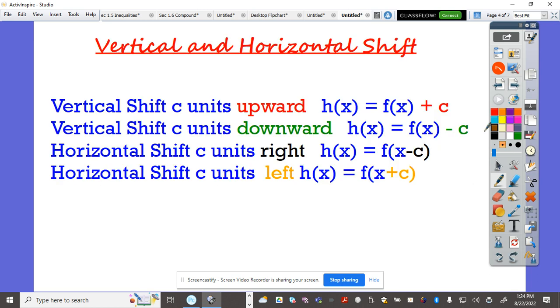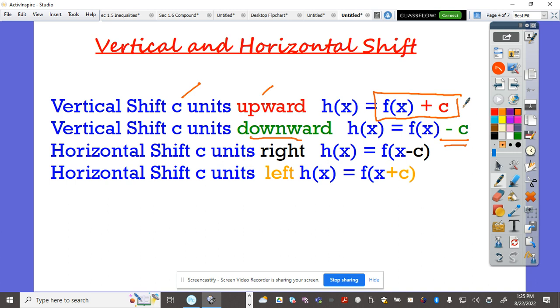Okay, so today we are going to talk about the vertical and the horizontal shift of those parent functions. A vertical shift of c units goes upward if the function f of x has a plus c outside the function, and obviously it will be downward if it's a minus c. A while ago I showed an example of a parabola. The value of c there was negative 4, so it goes down by 4 units. So the parabola goes down.